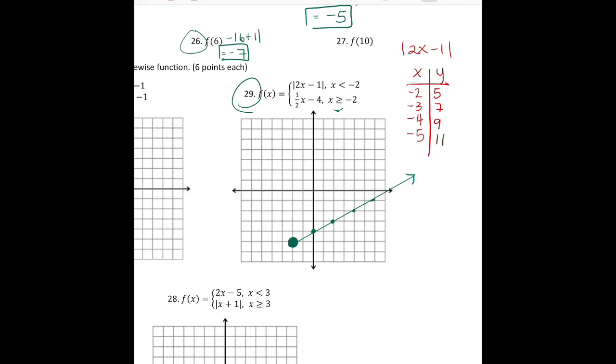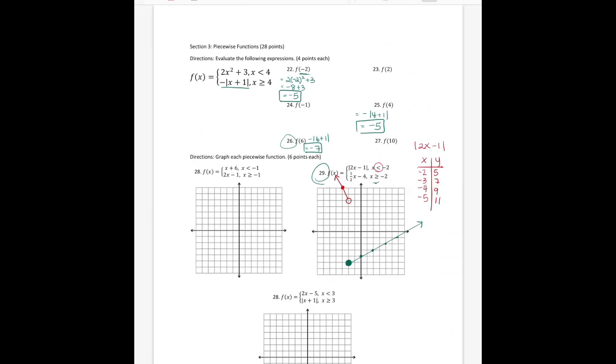So now I'm going to graph that. So -2 is at 5 right here. -3 is at 7, and then everything else kind of goes off. So I'm just going to make my line go like this. And then this is not included, so I'm actually going to erase this part and put an empty circle right there. So hopefully that helps prepare for the test.